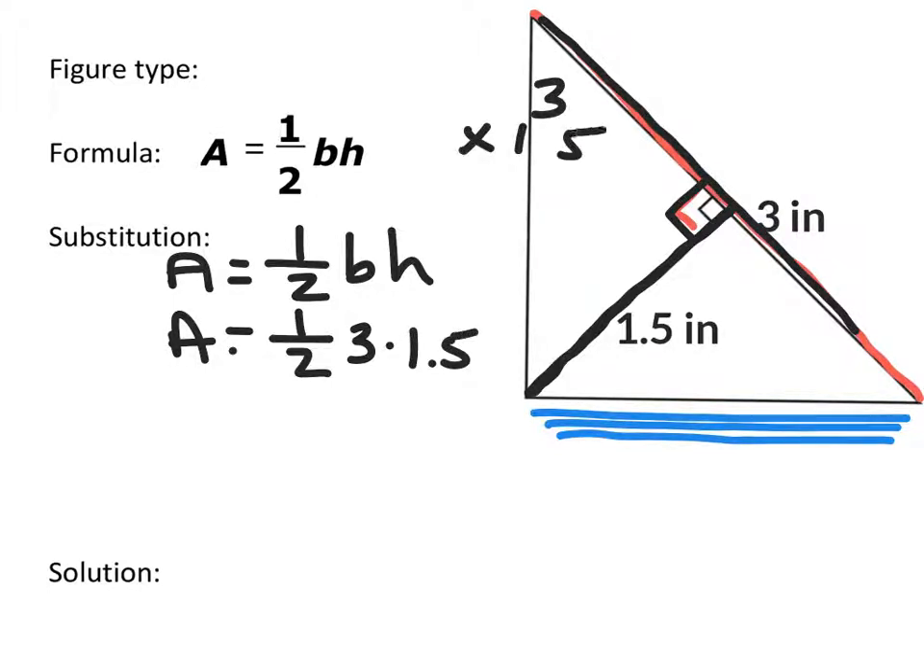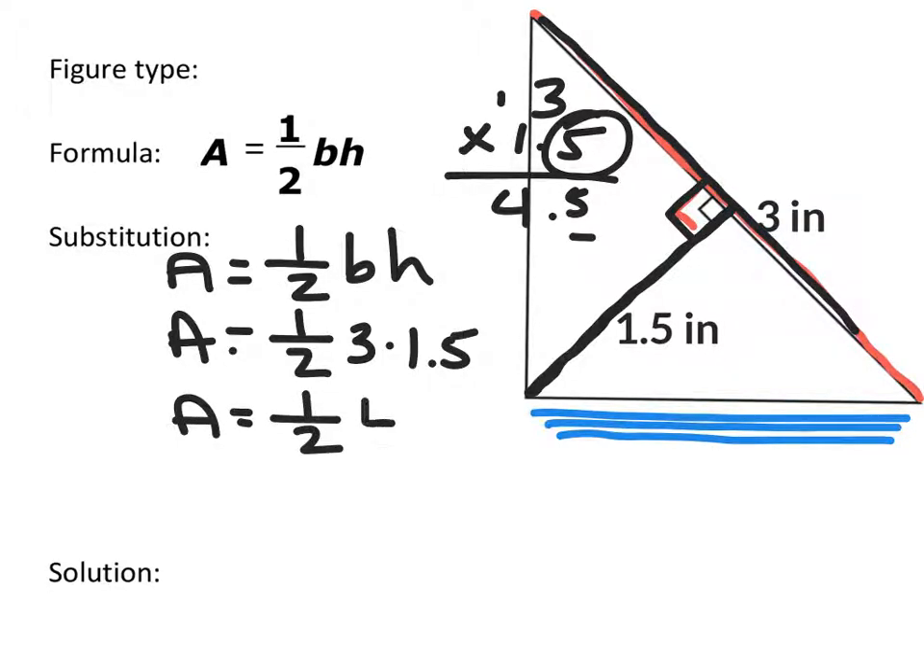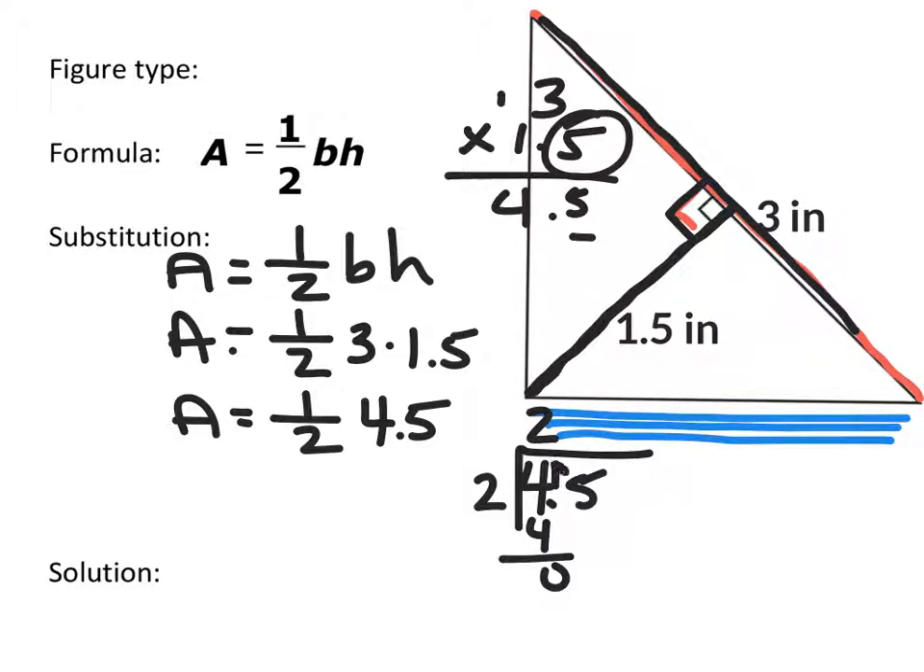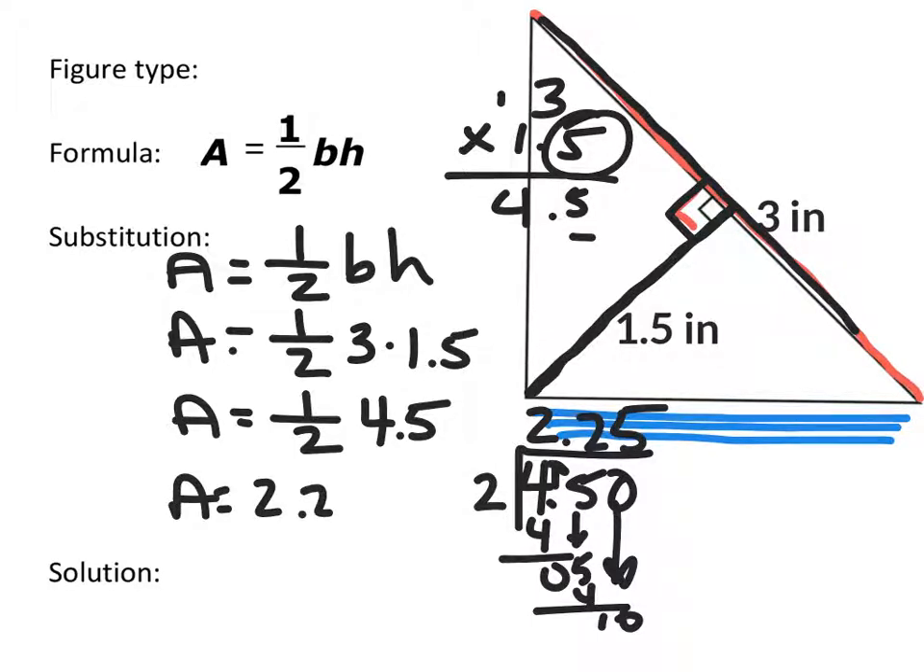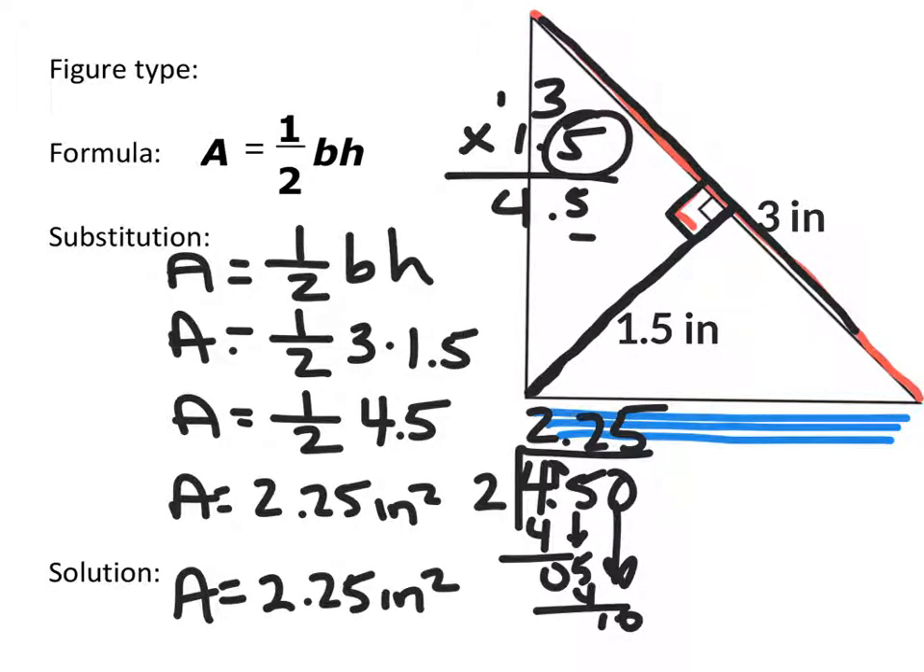3 times 1.5. One number after the decimal, so therefore one number after the decimal. 1/2 of 4.5. 1/2 times 4.5 is the same as 4.5 divided by 2. So when we divide, again we get a decimal, bring down the 5. 2 times 2 is 4, we get 1, another 0. 2 into 10 is 5. So the area is 2.25 inches squared. The solution, 2.25 square inches, or inches squared.